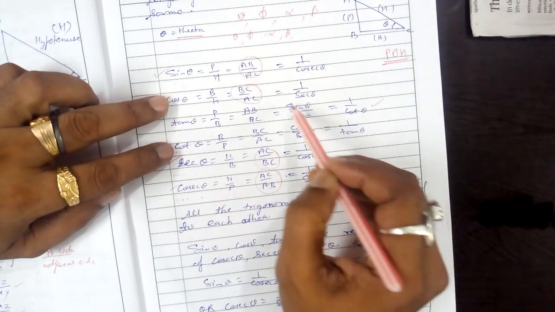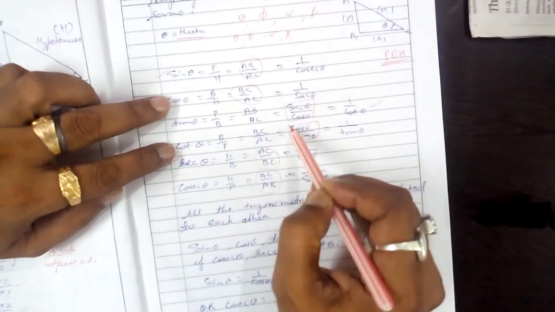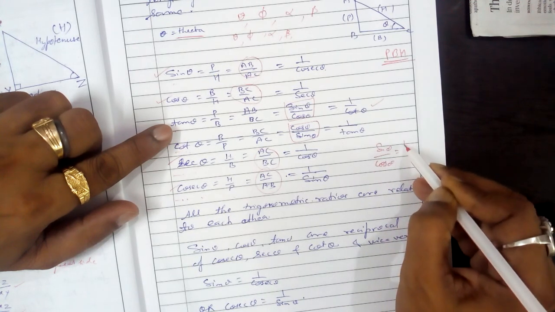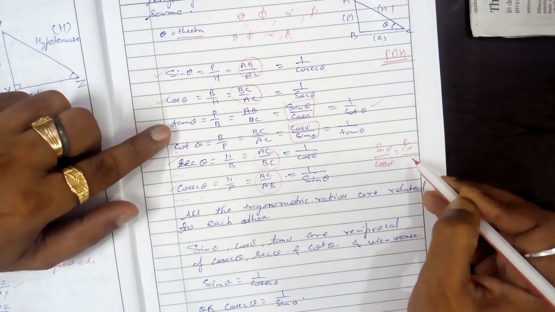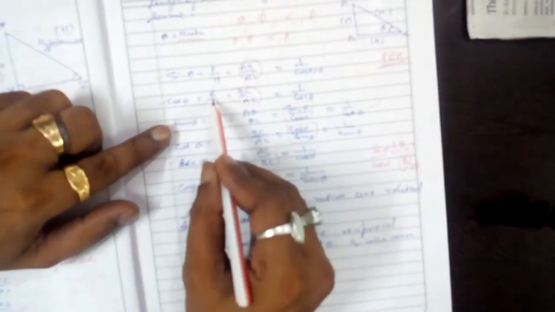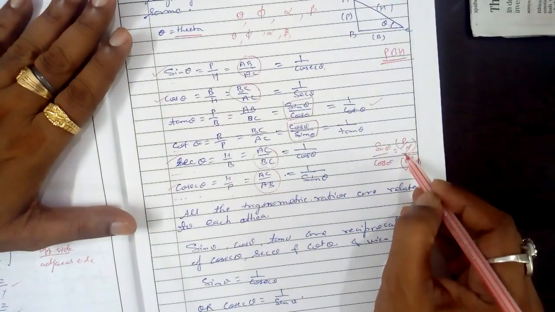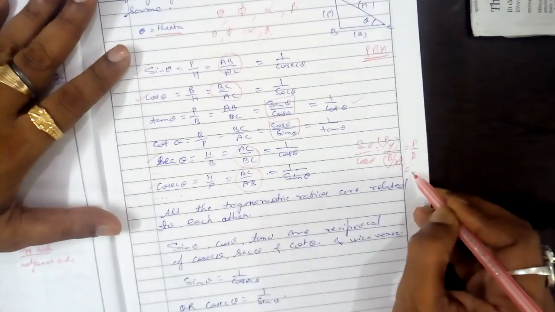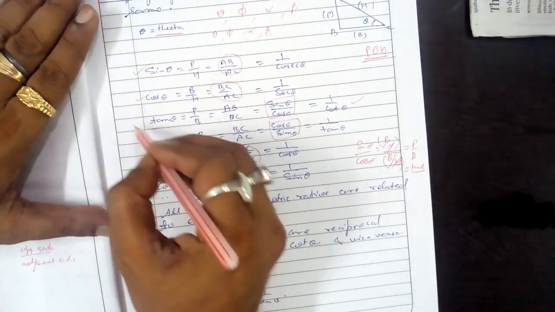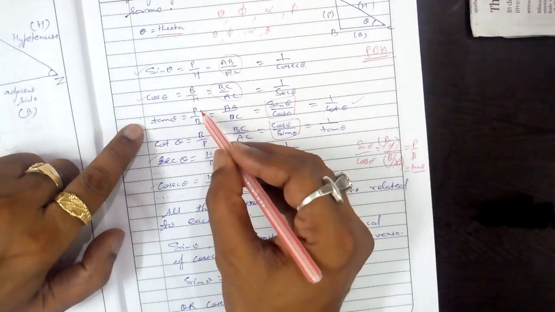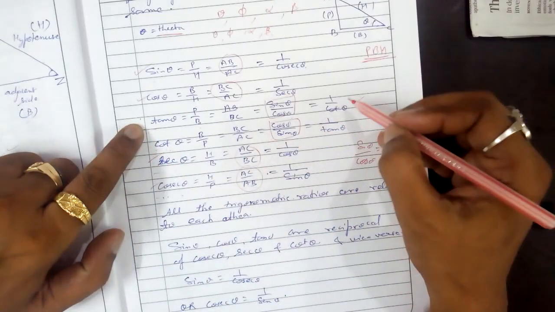But tan has one more relation. Why? Because sin theta upon cos theta: sin theta is P upon H and cos theta is B upon H. Without any figure you can write this. H and H cancel, so you get P by B, and P by B is tan theta. So tan theta you can express as sin upon cos, as P upon B, and as 1 upon cot.